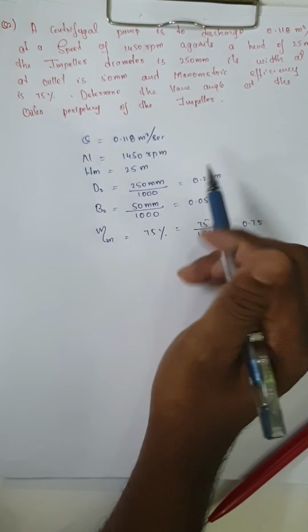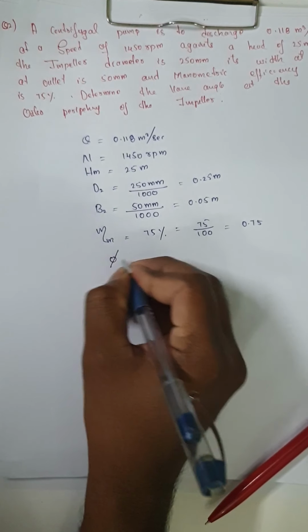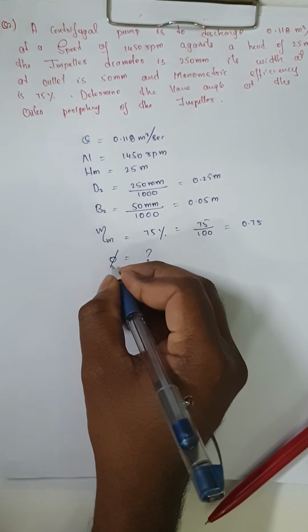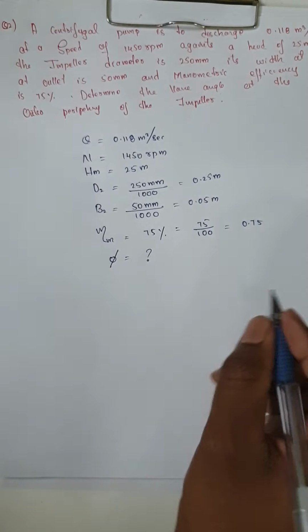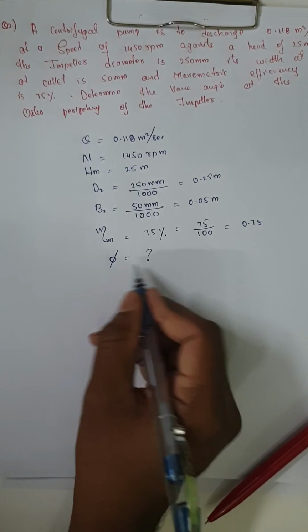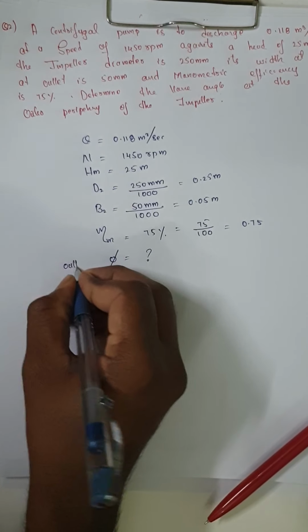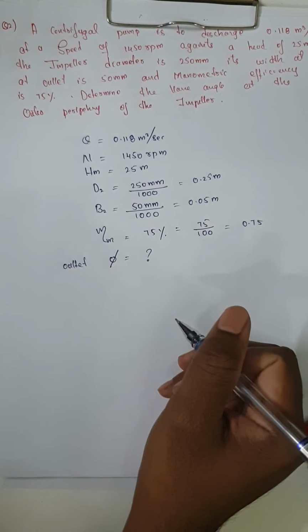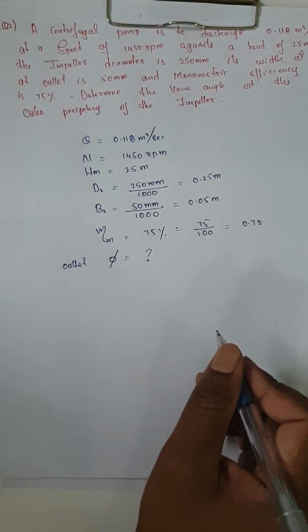And the vane angle at the outlet periphery of the impeller, he is asking to find out the phi. Outlet is designated with phi and inlet will be designated with theta. So he is asking for the outlet. This one is the outlet, and he is asking to find out this one. So these are the parameters given.